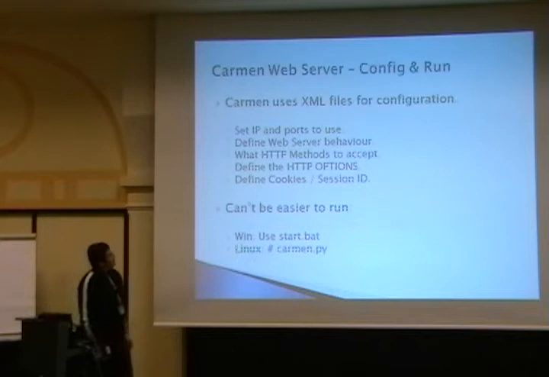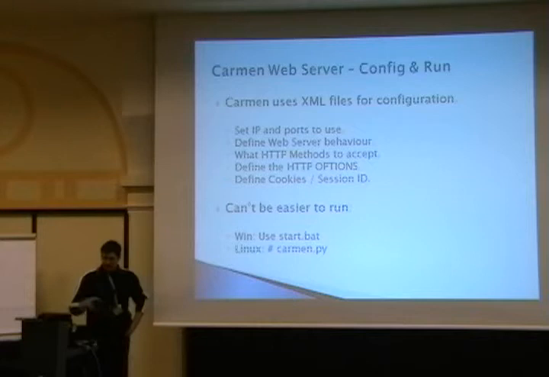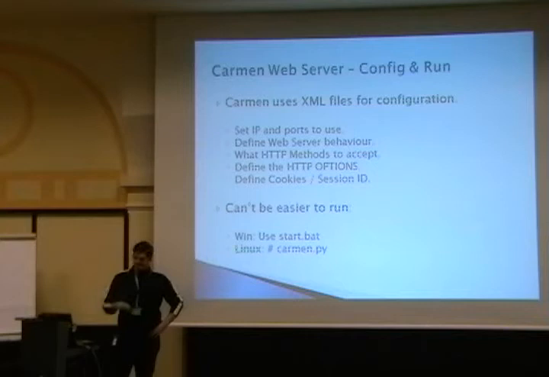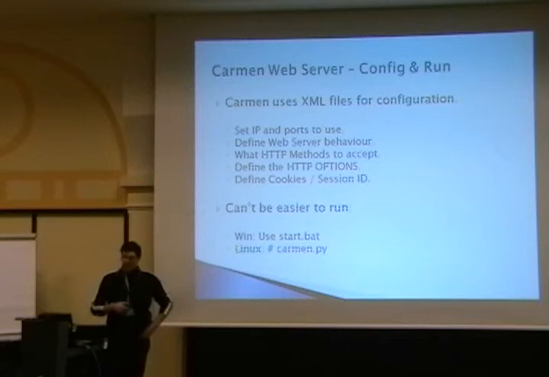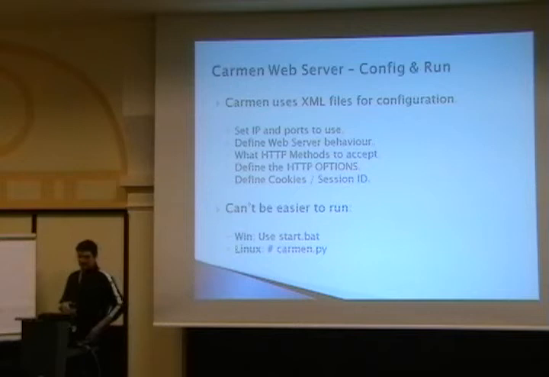And now, for example, to configure this tool, you just use the XML file. In there, you can specify the IP the server is going to use, the port it's going to use. You can define the behavior, so behave like an Apache, IIS, Netscape, or you can do a couple of things more there. What HTTP methods we are going to accept, and which we are not going to allow. So it gives you a lot of flexibility. We can define the HTTP options, and that's useful because that's one of the techniques that people use to perform fingerprinting on servers. So we want to be able to play with that. Then we can define the cookies and stuff like that. And I will show you around that.